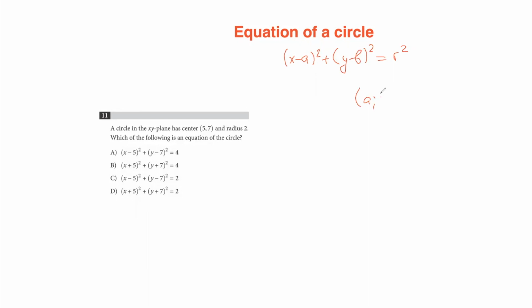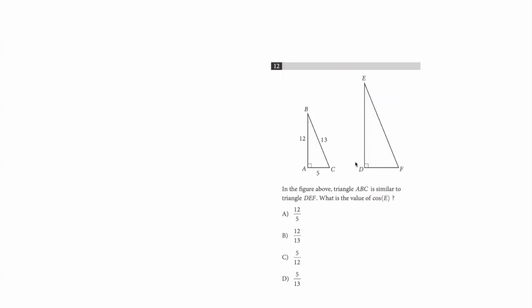For question 11, we have to know the equation of a circle. Here, a and b are the x and y coordinates of the center of a circle, and r is the radius. All right, they say the center is (5, 7). So I can write the same equation in this form. X minus 5 squared plus y minus 7 squared is equal to radius squared. If the radius is 2, its square is 4. A fits.